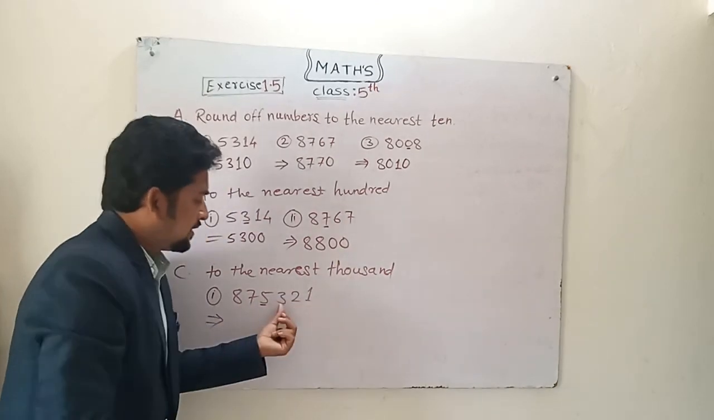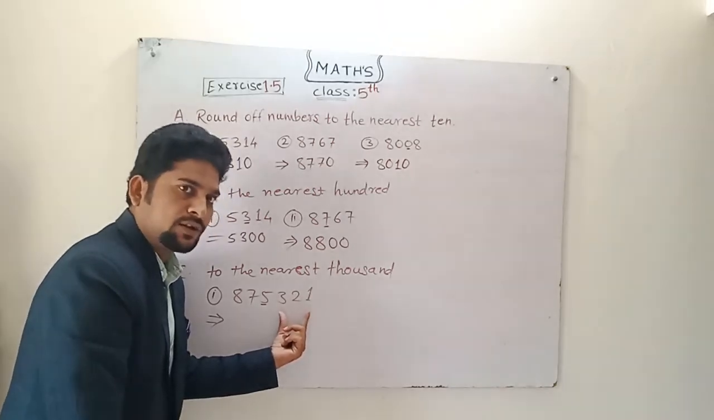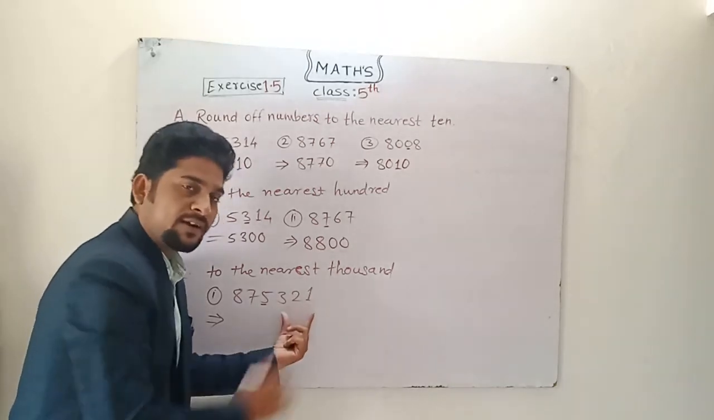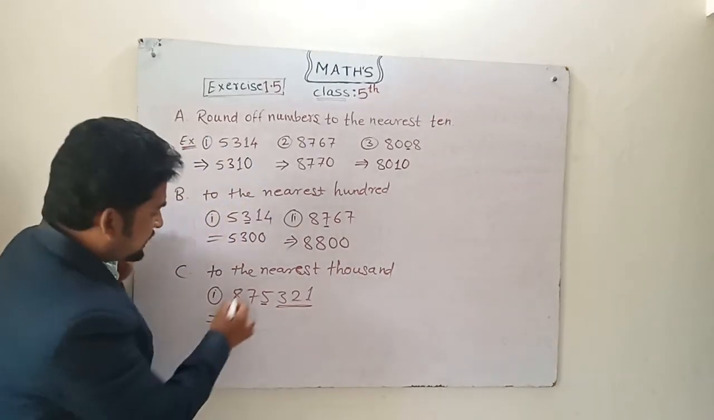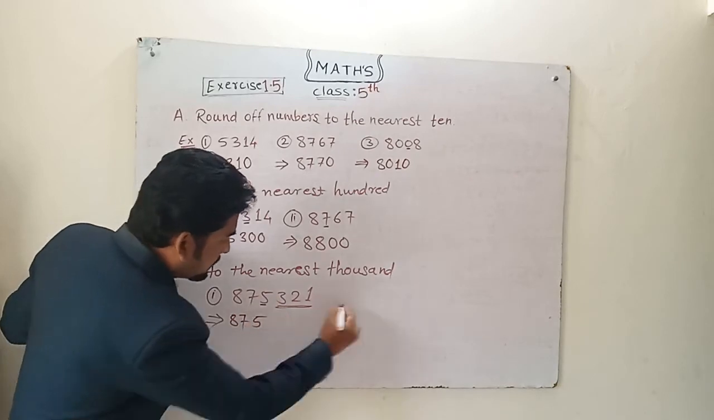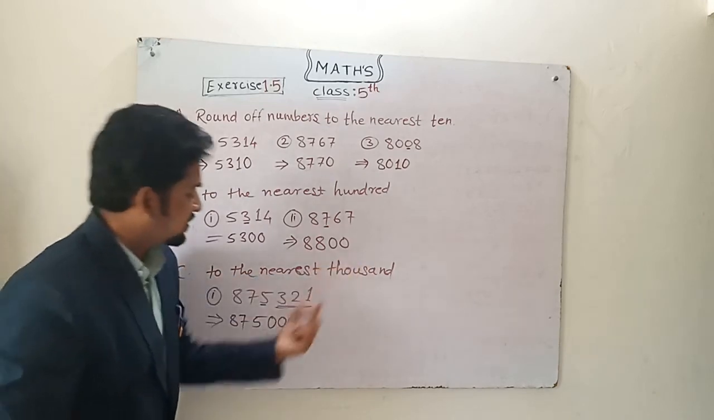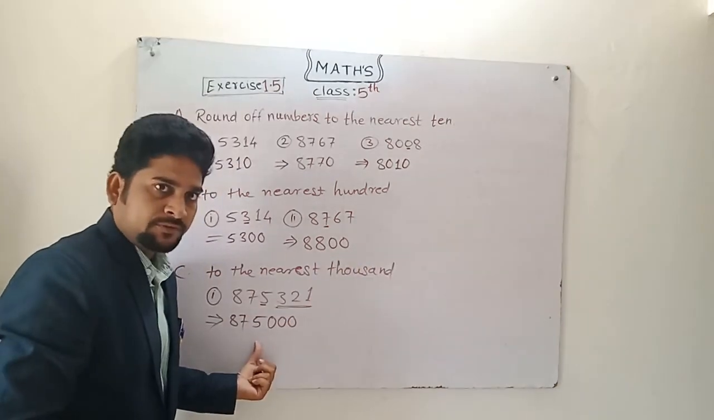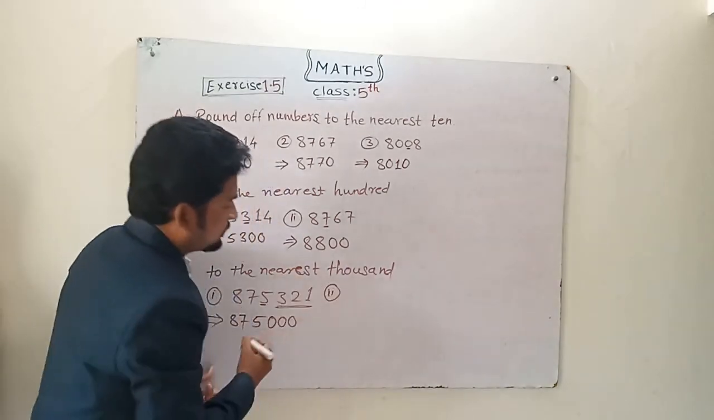After that 531, only, simple. Is it 500 or more than 500? No. So 5 will be as it is. 87 as it is, 5 as it is, and in the remaining places you have to put 000 because they asked to the nearest 1000. So 87000 came. Okay, got it?